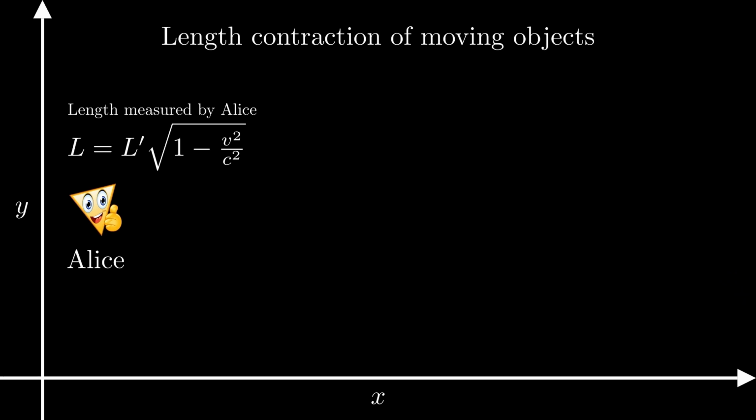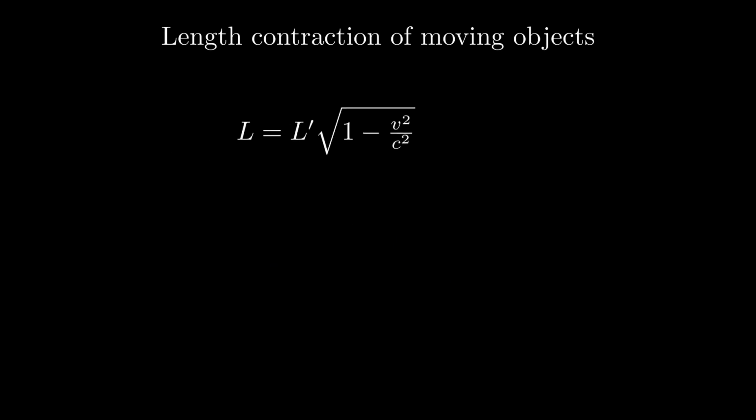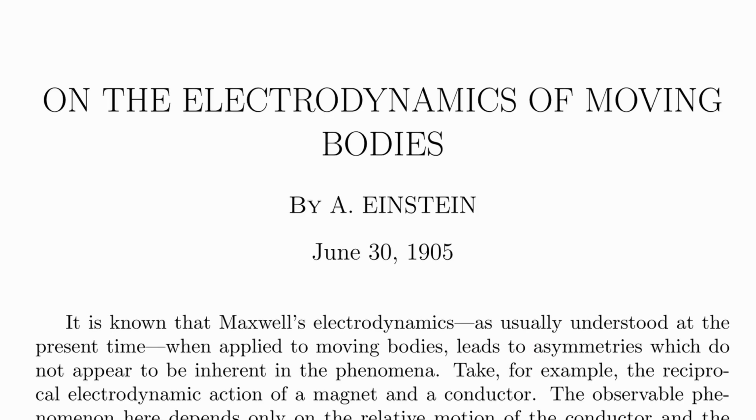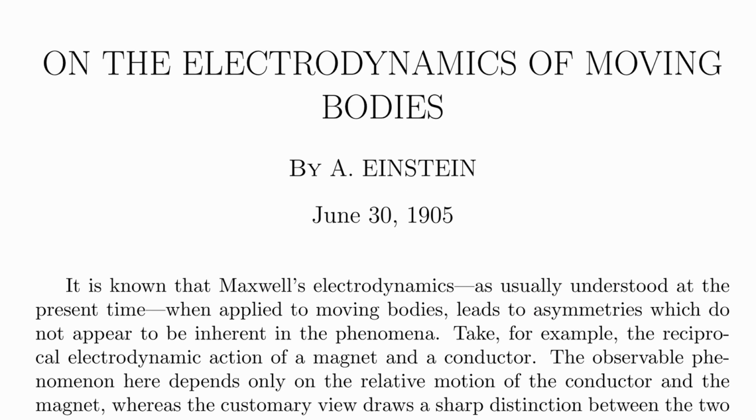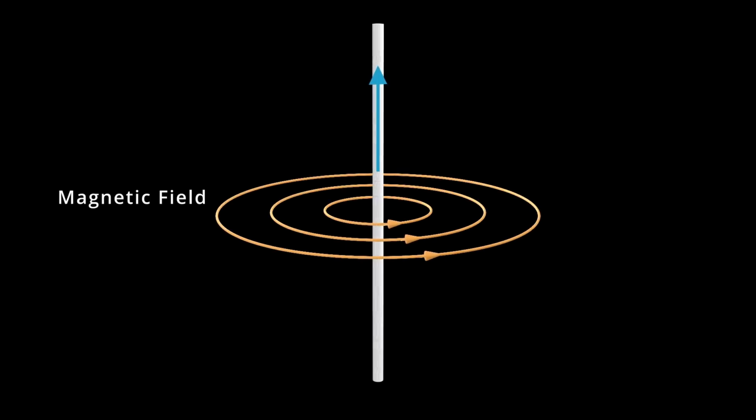Since relativity also mandates that v can never be greater than c, the length measured by Alice will always be shorter than that measured by Bob. This shortening of the measured length of a moving object along the direction of motion is known as relativistic length contraction. So far, it has not been possible to test relativistic length contraction by direct experiment, but that doesn't mean that there is no evidence at all. After all, Einstein's paper on relativity was titled "On the Electrodynamics of Moving Bodies" for a reason. So, let's do an experiment and see relativity in action.